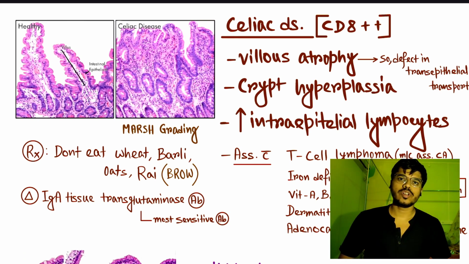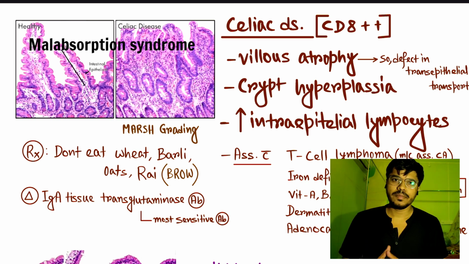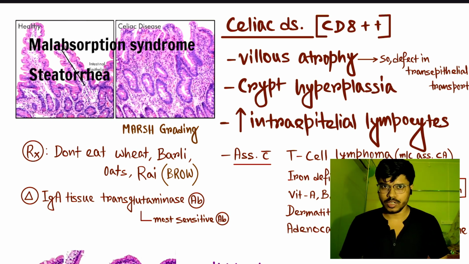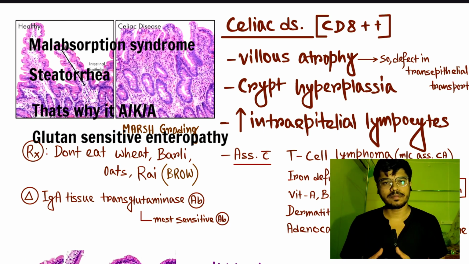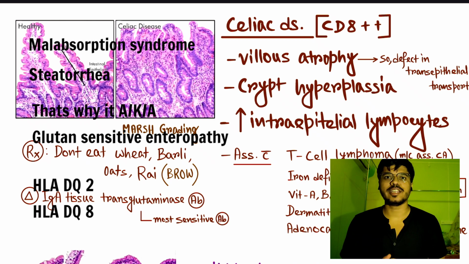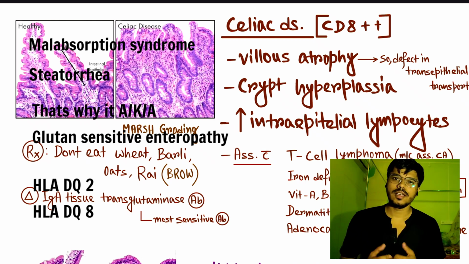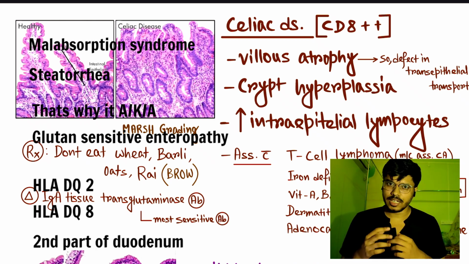Hi guys, now we talk about celiac disease. It's a malabsorption syndrome, meaning the clinical feature is steatorrhea. It is mainly due to gluten sensitivity. Antibodies are developed against gluten. It is associated with HLA DQ2 and DQ8. It affects the second part of the duodenum.